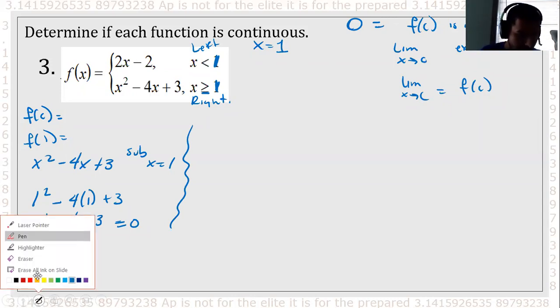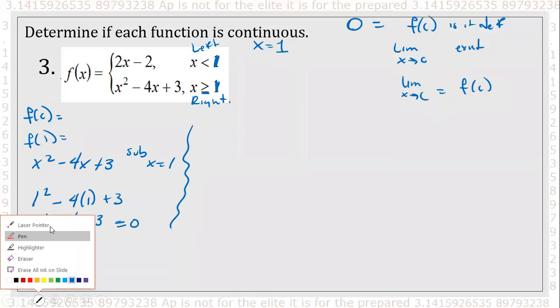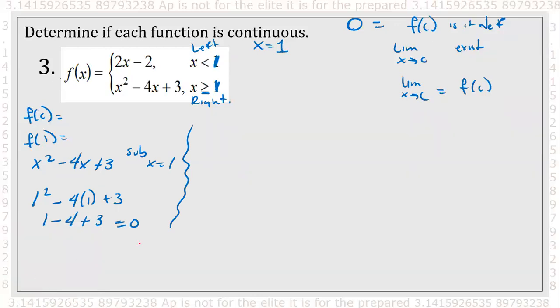And the next one says that I'm going to check the limit. Does the limit exist? Well, for that we check, does the left equal the right? If you forgot how to do this, guys, this is from last week's notes. So we're going to check: does 2x minus 2 equal x squared minus 4x plus 3 when x equals 1?